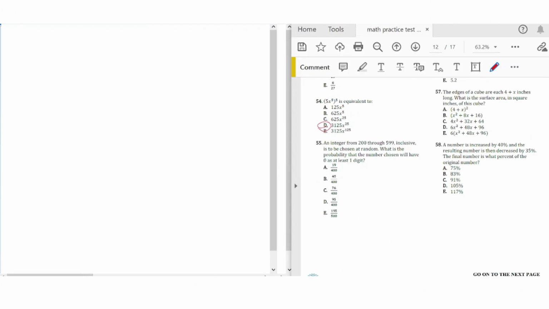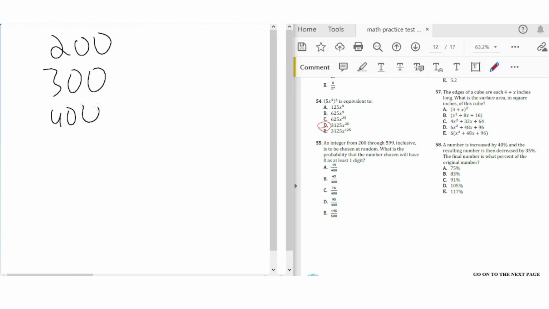Moving on to 55. An integer from 200 through 599 inclusive is to be chosen at random. What is the probability that the number chosen will have 0 as at least one digit? Ooh, this is an interesting problem. So we have to think about all of the integers from 200 to 599. For the hundreds, where we have 2 zeros as our digits, we have these numbers. All right, we have 4 of those numbers.